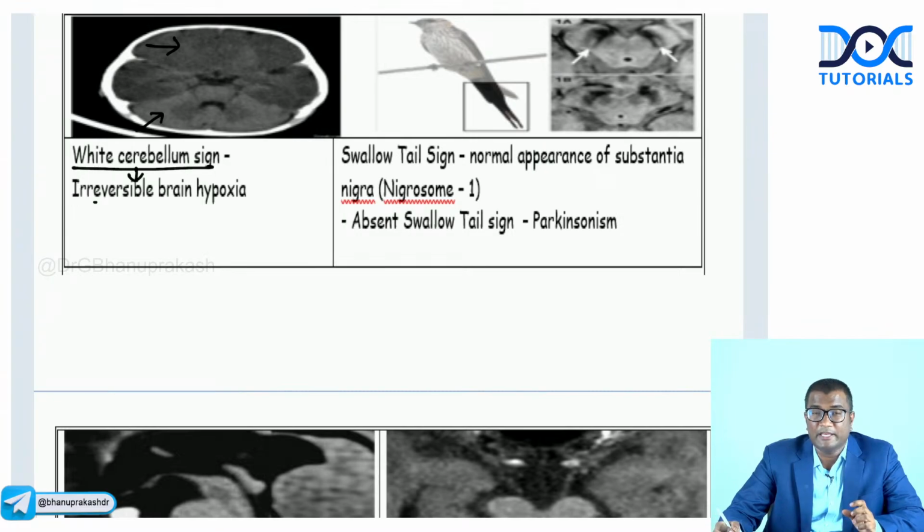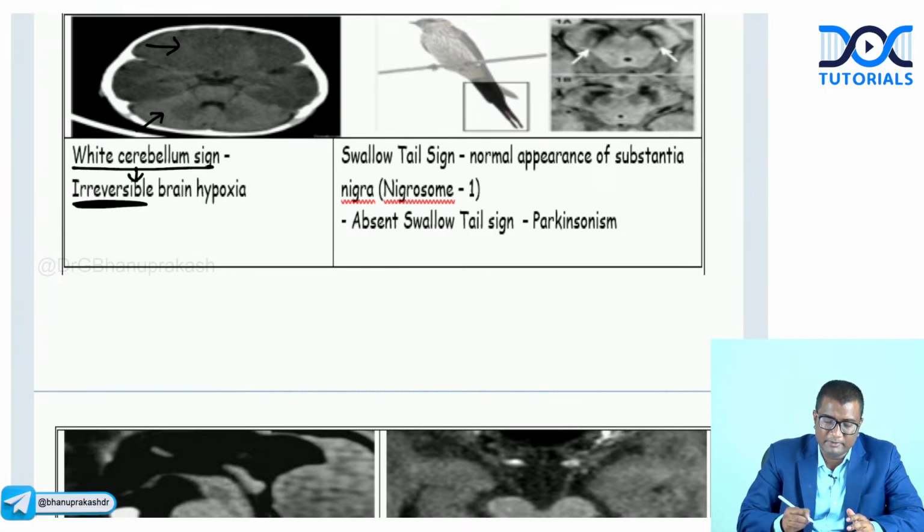It is a feature of an irreversible brain hypoxia. It's irreversible brain hypoxia. Any cause of hypoperfusion, right, that causes the brain to become hypodense, and it is poor prognosis, right? It indicates poor prognosis.